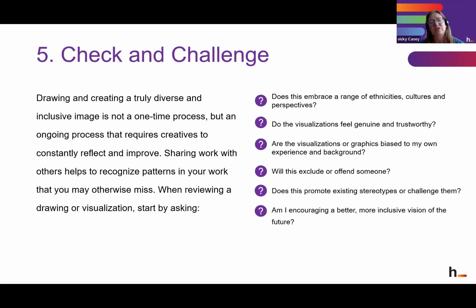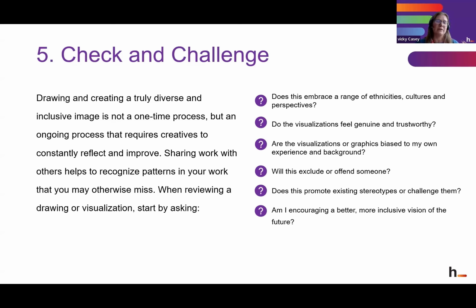So then the fifth thing is to check and challenge, which is, I think, when we go back to thinking about that park image that we just looked at, it was diversely populated, but when you look at the whole collective story being told across the visual, the check and challenge is to go back through and ask yourself, does this embrace a range of different ethnicities, cultures, and perspectives? Well, yes, it did. Does the visualization feel genuine and trustworthy? Well, maybe it did. Are the visualizations and the graphics biased towards my own experience and background? Well, that's where that one would have started to fail, maybe, because the foreground was so prominently just of one type. Will this exclude or offend somebody? Does this image promote existing stereotypes, or does it challenge them? And am I encouraging a better, more inclusive vision of the future?